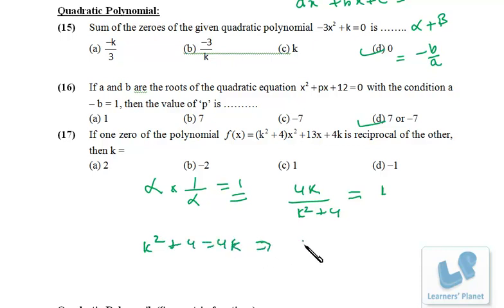That means k square minus 4k plus 4 is equal to 0. So k minus 2 whole square is 0. That means k is equal to 2, right? I hope you are clear. It's a very simple problem.